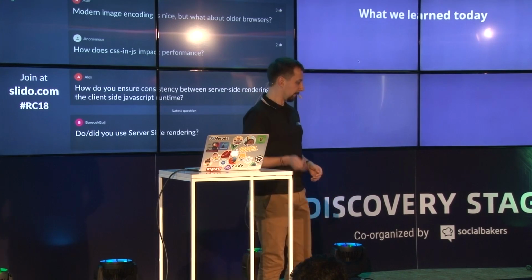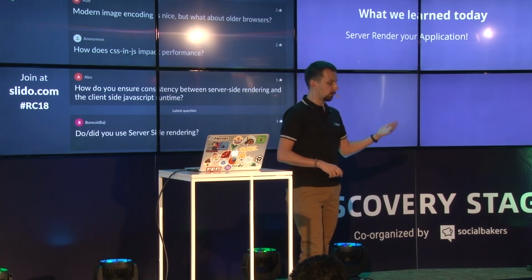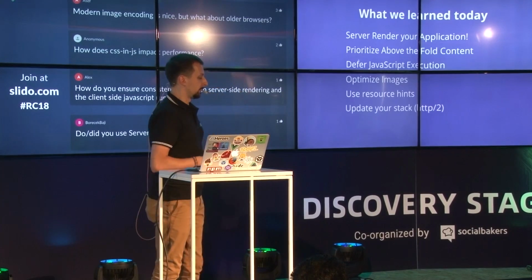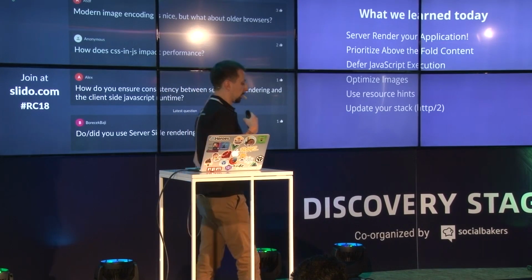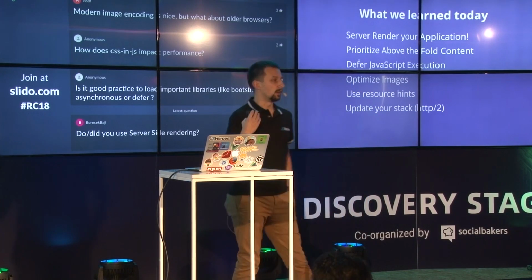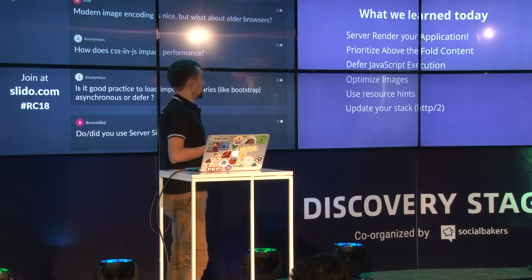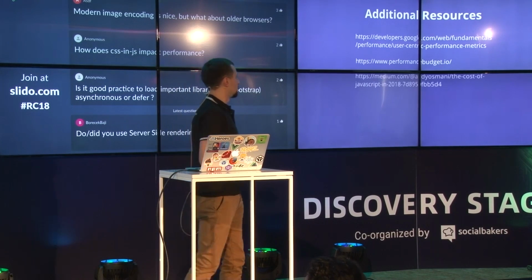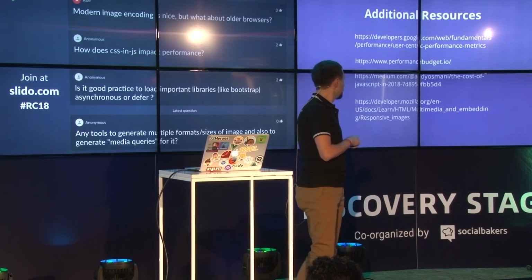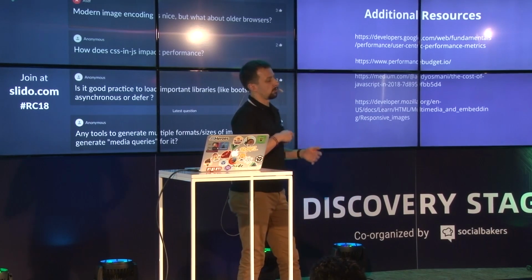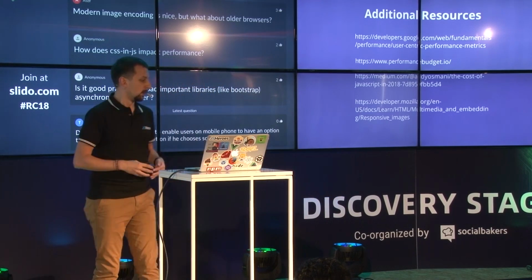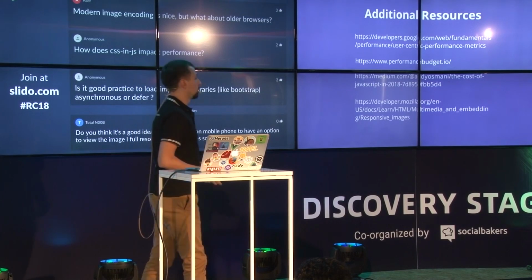So, quick recap. We talked about a few tricks to optimize your critical rendering path. Things like server rendering your application, prioritizing everything above the fold, optimizing images, using HTTP2, and so on. There are a couple of links here which you can have a look at when you go on the slides, which either go further to some other aspects of performance or get deeper into some of the things that we discussed today.